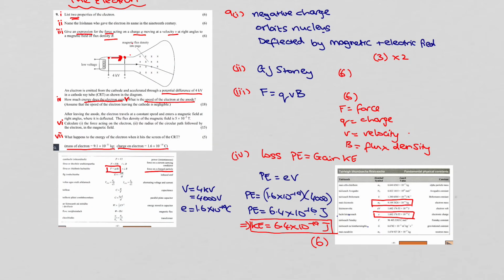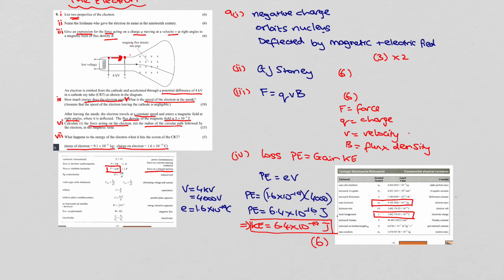Okay, so let's go back to the question then. So we're told after leaving the anode, the electron then travels at a constant speed and enters a magnetic field at right angles, where it is then deflected. The flux density of the magnetic field is 5 by 10 to the power of minus 2 Tesla, and we have to calculate the force acting on the electron in the first part of the question, and then the radius of the circular path followed by the electron in the magnetic field. So, of course, we know by Fleming's left-hand rule that it's going to experience a force when the magnetic field is at right angles to the direction of the electron.